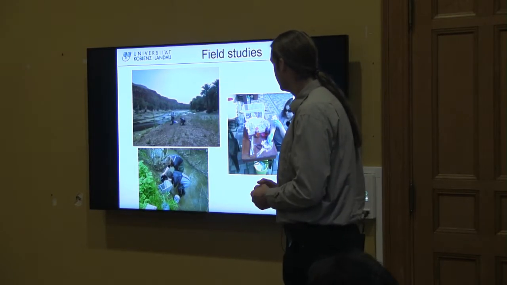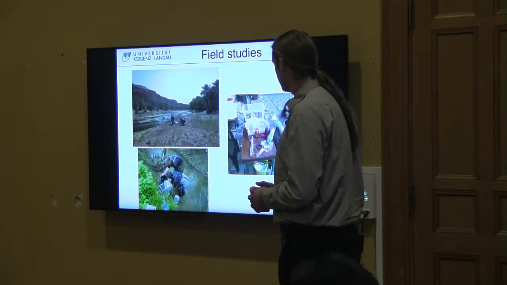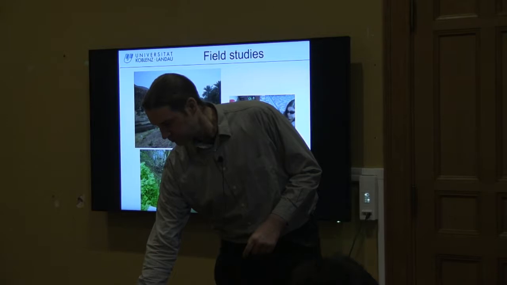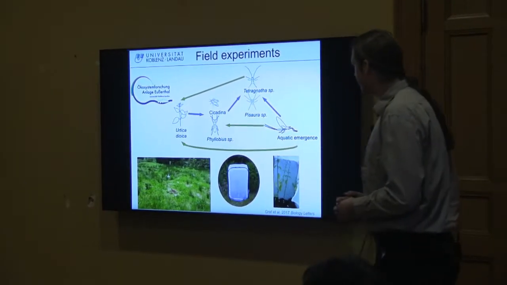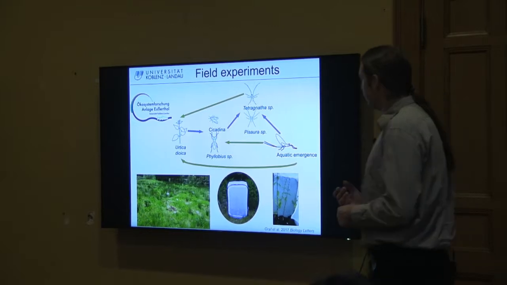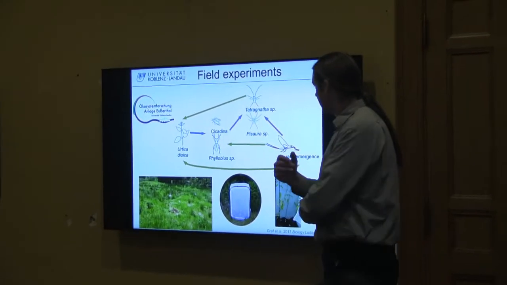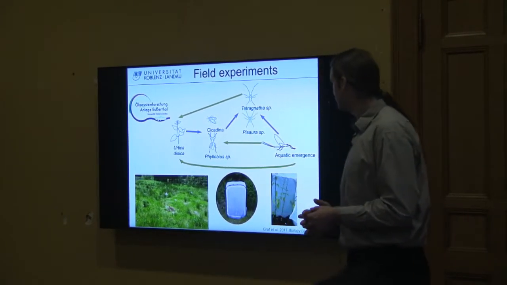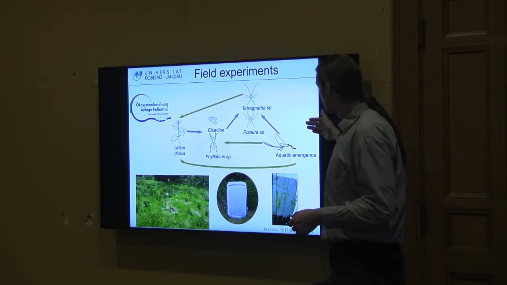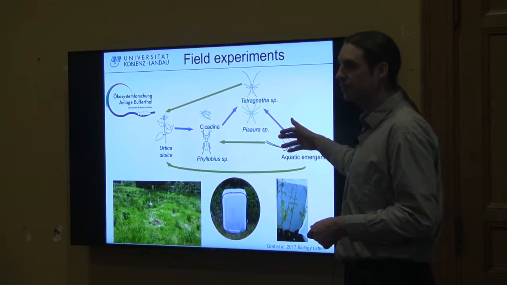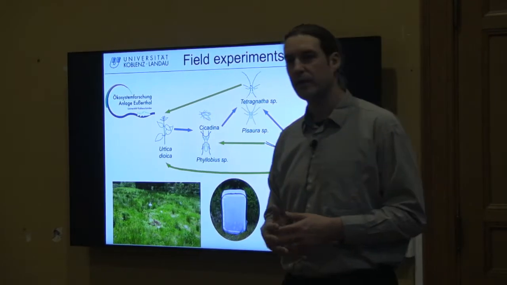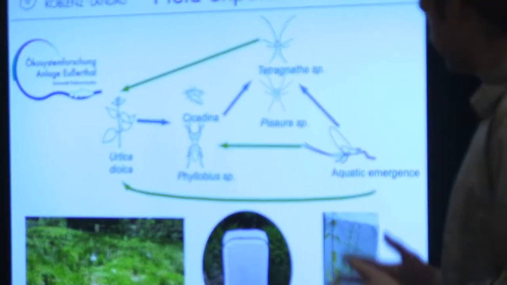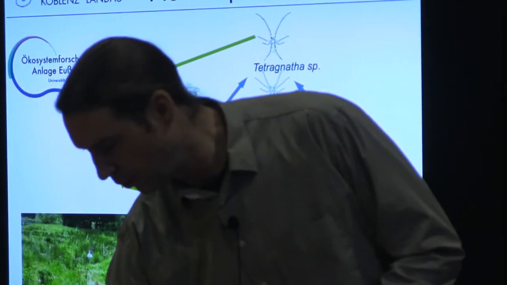We have a current study in Morocco on salinization of freshwater systems, and here in Romania on pesticide effects. We also work with experiments in the field. That's an example where we look at food webs and how the aquatic subsidies, so the input of aquatic insects, changes these terrestrial food webs. And of course, our interest is what happens if a stressor influences the aquatic emergence, and how do these effects propagate to terrestrial food webs? These are questions that we explore.